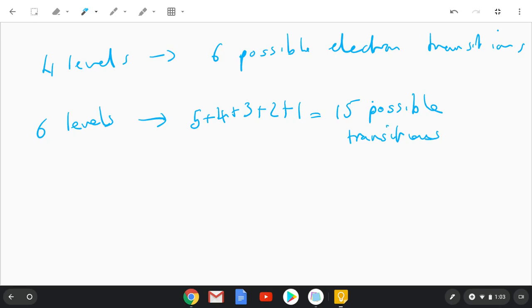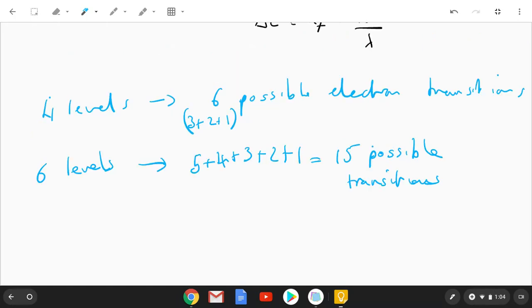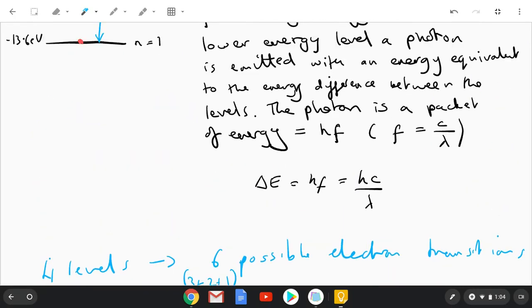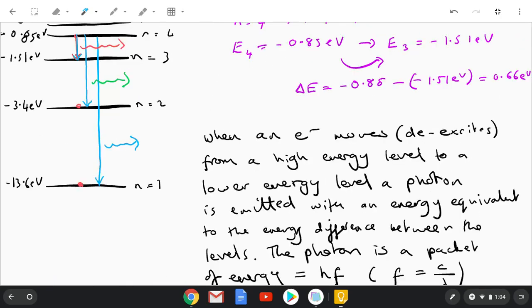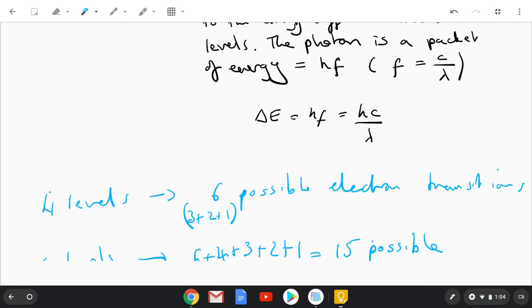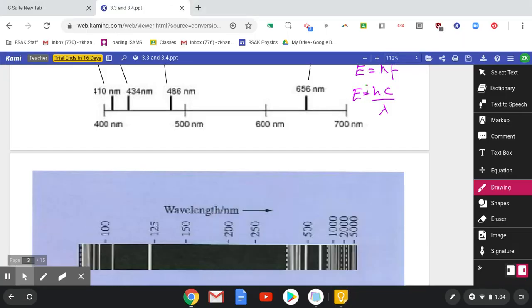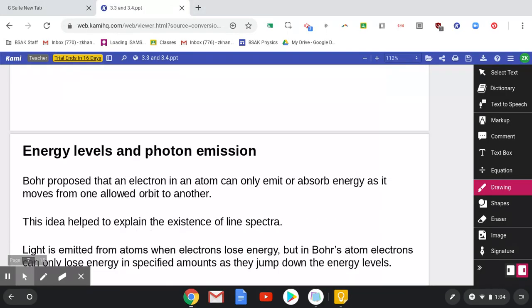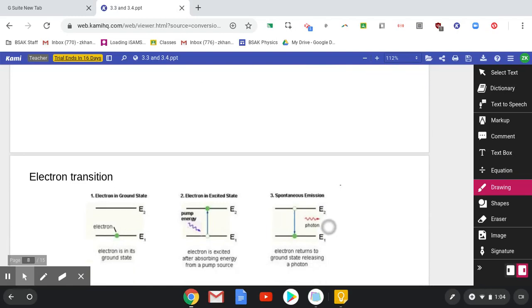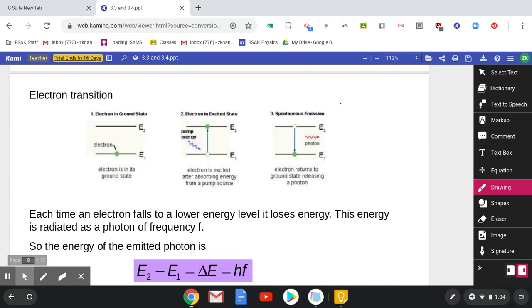Okay, so if you use that technique for the first example, 4 levels, that will be knock off 1 from 4, that's 3 plus 2 plus 1. And that gives you 6 possible transitions. And sometimes these questions also come up in your exam. So let's just confirm what we've just said, and the slides will do that.